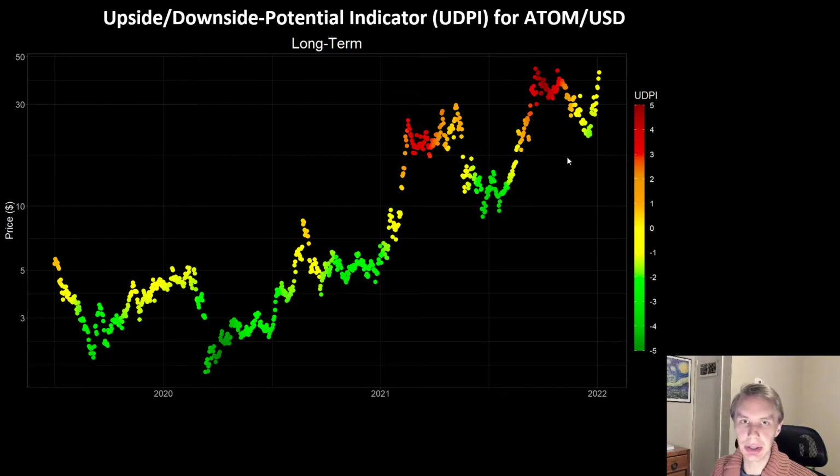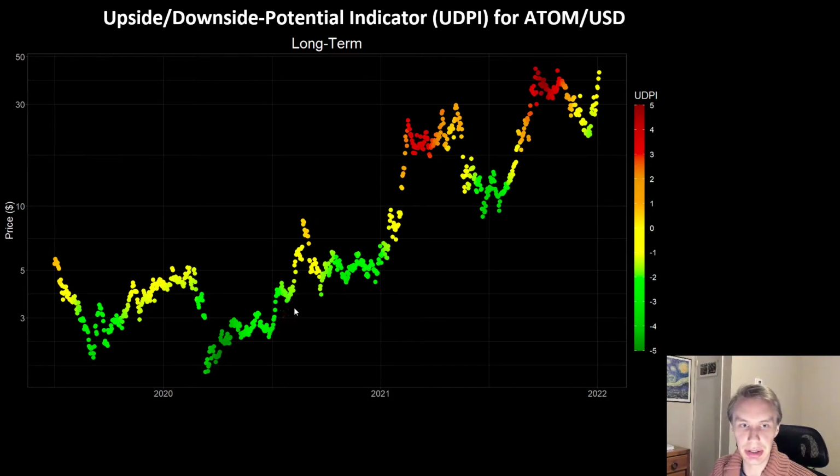But if we want to ask the question about this current run that Atom's putting in, we can get different information by looking at different versions of the UDPI. So with this longer term version, you'll notice that even with Atom going on a bit of a moon mission right now, the longer risk model isn't super concerned yet. On a bigger time scale, from a more macro perspective, it doesn't think that this is signifying a tapping out of longer term upside potential for Atom. It doesn't think that this is the same as what we saw here, or what we saw here coming out of the summer, at the very least.